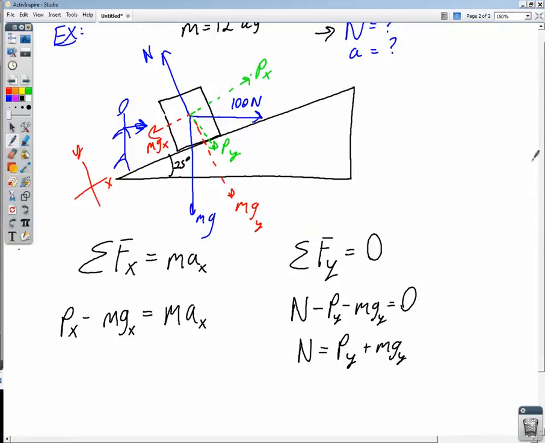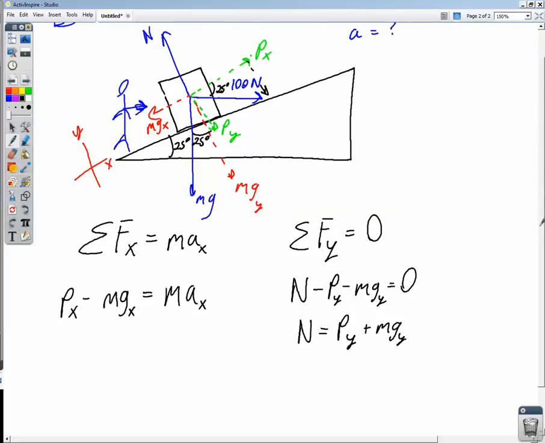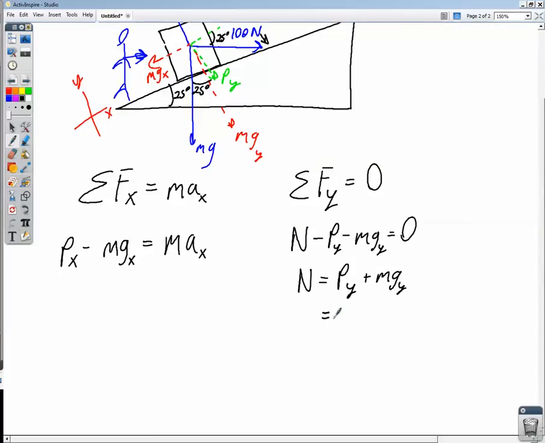So going back up here, we've got to look at some angles here. This angle right here would be 25 degrees, as would this angle right here, 25 degrees. So py is going to complete my triangle. It's the side opposite, so we're looking at the sine. So py is going to be the force push times the sine of theta.